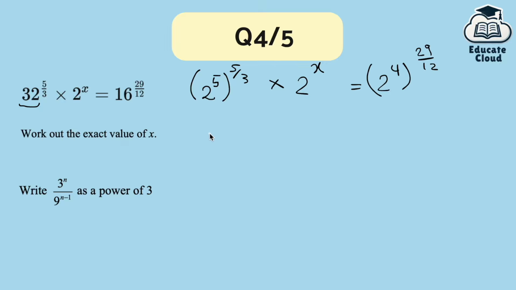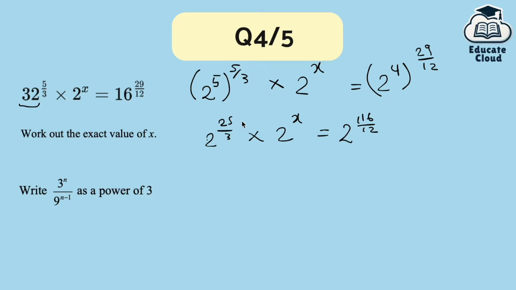So here I'm going to use the power law to expand this out. So it's going to be 2 to the power of 25 over 3 times 2 to the power of x, and that's going to equal 2 to the power of 4 times that, which is 116 over 12.